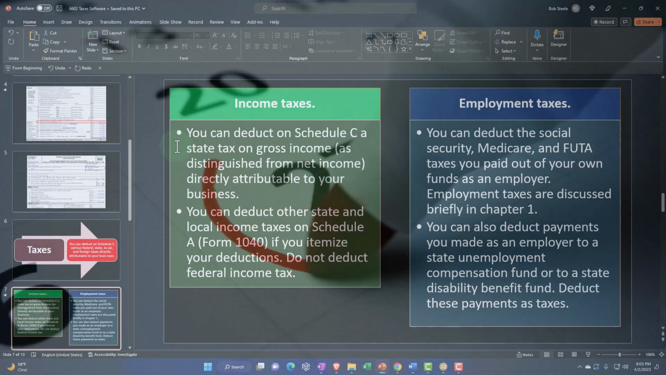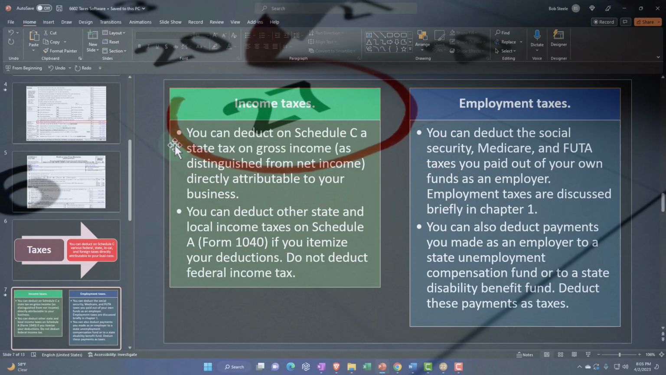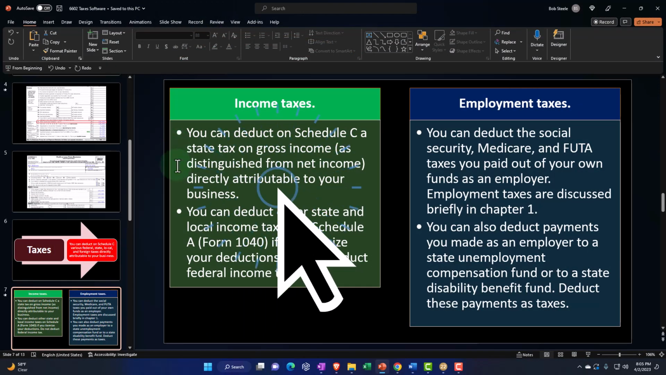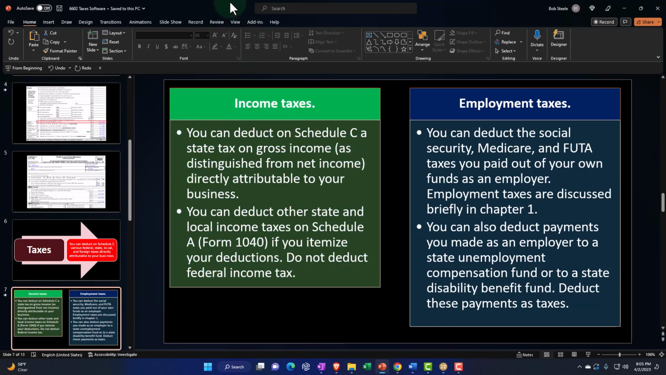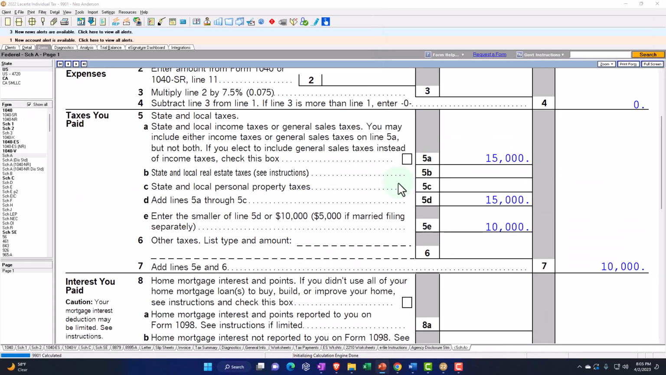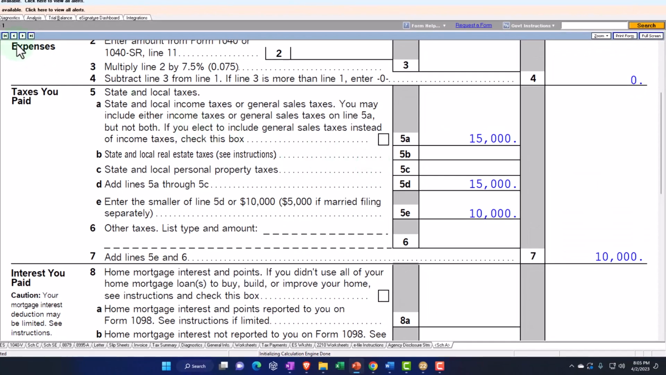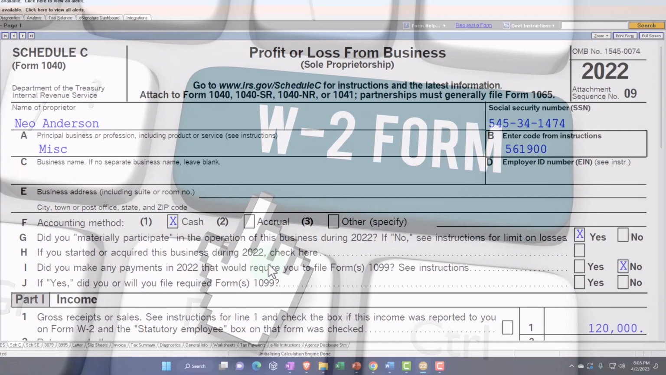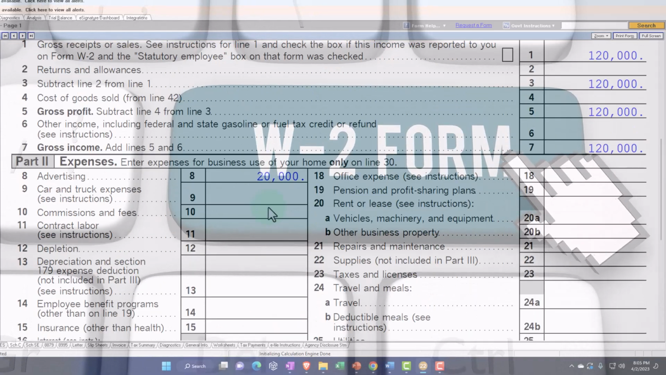However, you can deduct on Schedule C a state tax on gross income, which is a little bit more unusual, as distinguished from net income, which is usually the way it normally works as an income tax system, directly attributable to your business. So that's kind of like the exception. So there is that. I'm going to go back on over. I'm going to delete the W-2 income. Back to the Schedule C, other kinds of taxes.